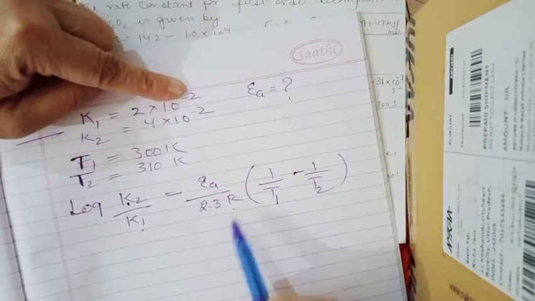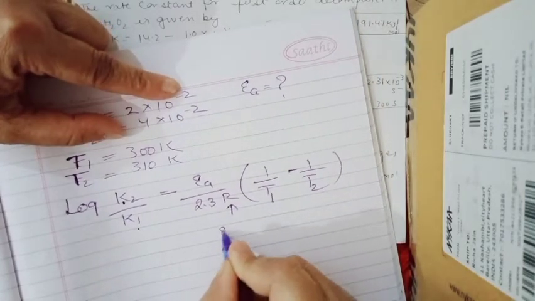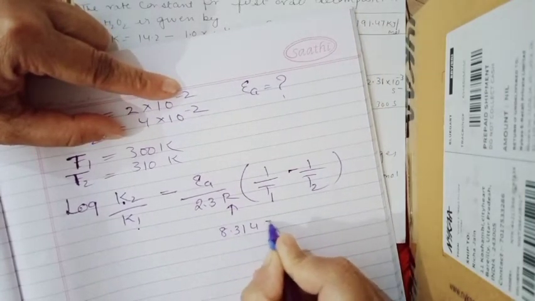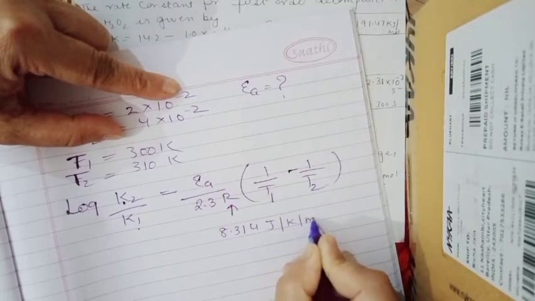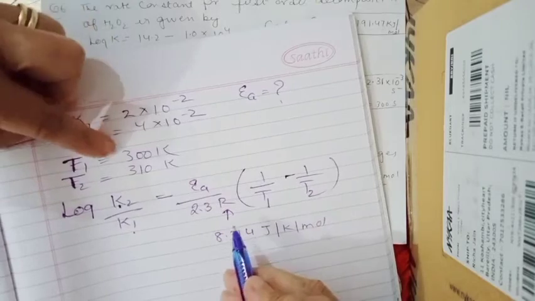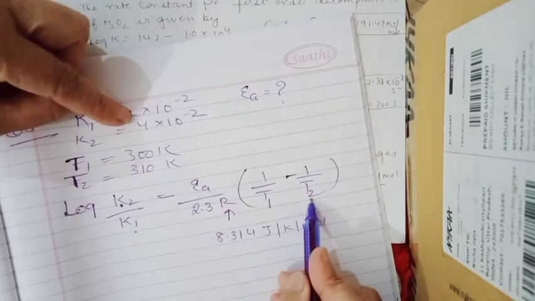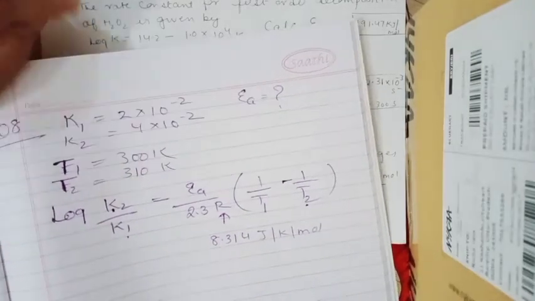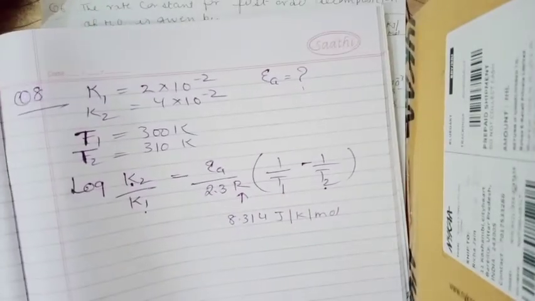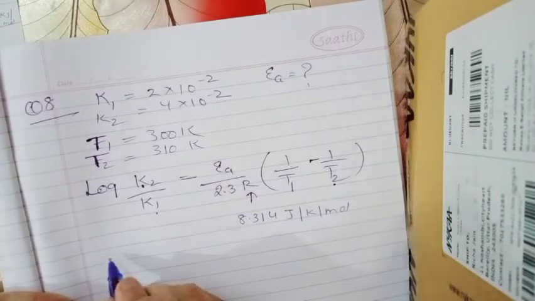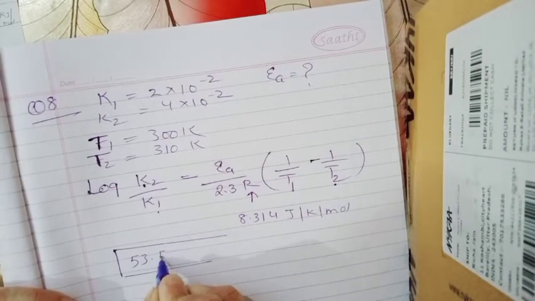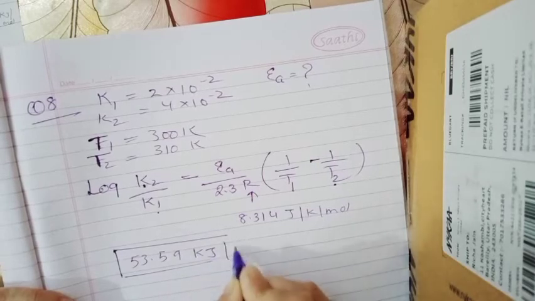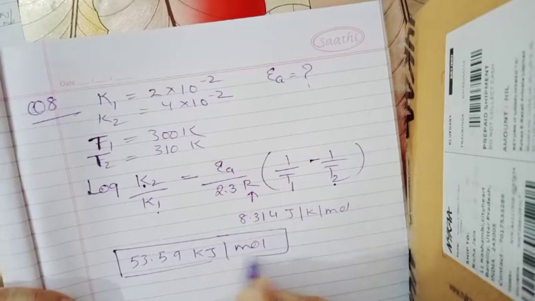R is fixed, that is 8.314 joule per Kelvin per mole. T1 is given, that is 300. T2 is given, 310. Substitute the values and find the answer and check whether your answer comes out to be 53.59 kilojoule per mole or not.